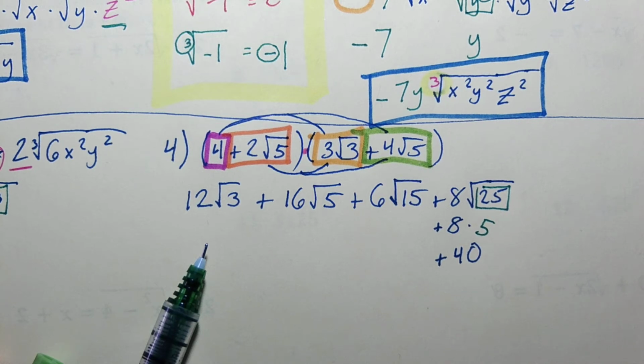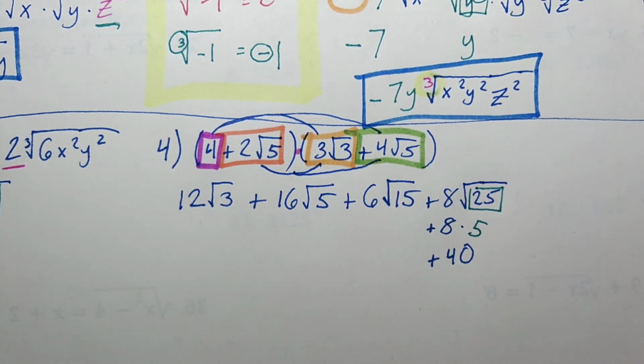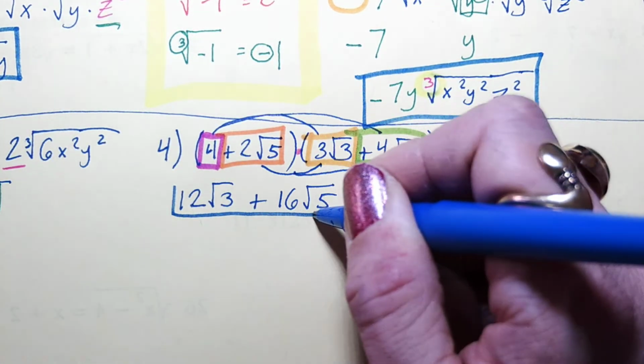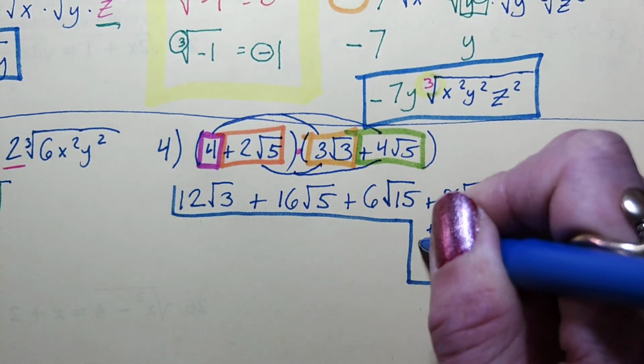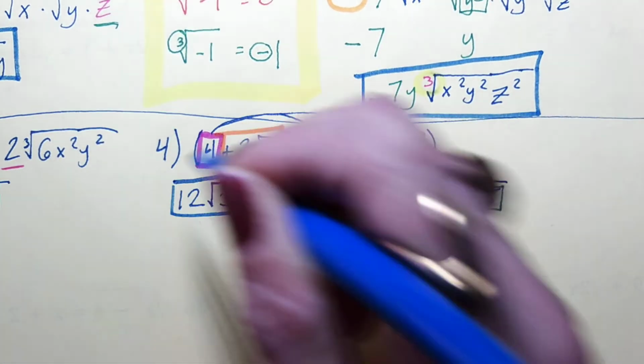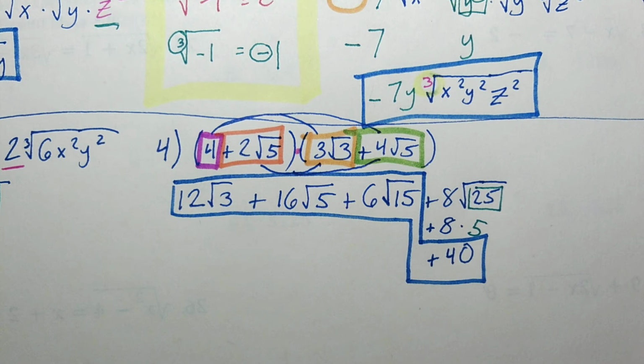Now from here, do we have any like terms or any like radicands? No. The 5 and the 15 are close. They both have 5 in them, but not close enough. So don't do any rearranging. Just leave it in the order that you FOILed it. I'm going to be lazy here. Just squeeze that plus 40 in as part of my final answer so I don't have to write all that stuff. So that 4-term nonsense, that is our final answer for number 4.